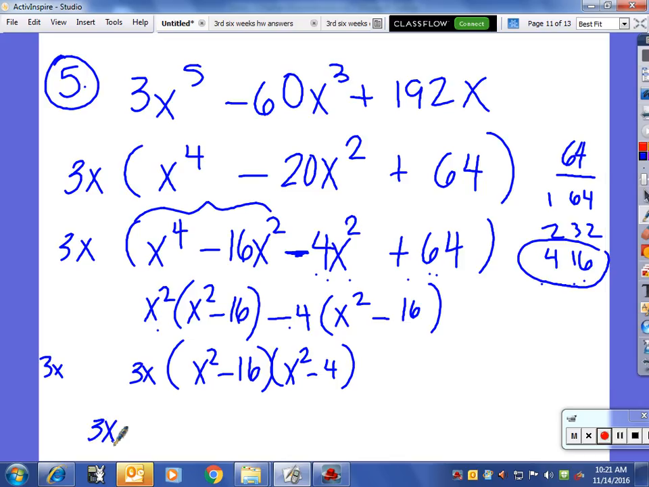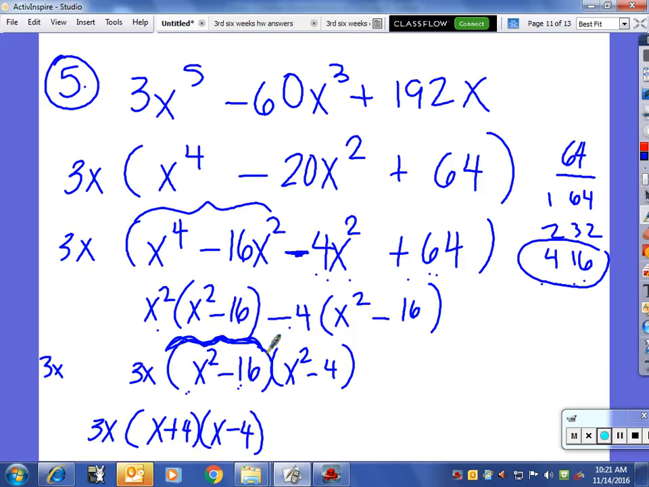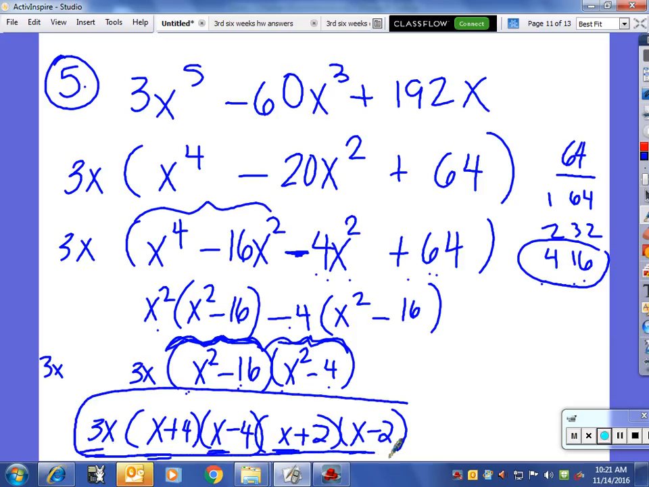So I bring down the 3x. Now this can keep on factoring, and a clue that I can keep on factoring is my exponent is a 2. This is difference of two squares. This becomes x plus 4, x minus 4. Guess what this is? Difference of two squares. It becomes x plus 2, x minus 2. And here's my 1, 2, 3, 4, 5 factors. That's my final answer.